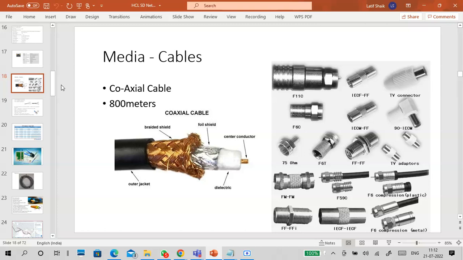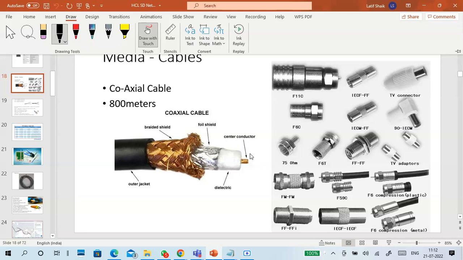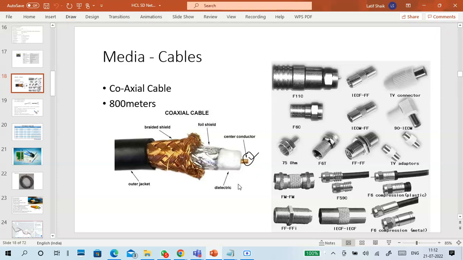So here it is. In this coaxial cable, there is a center conductor, and the original signal passes through that only. Every signal is channelized, so different frequencies pass through this main copper wire. It supports around 800 meters from one end to another without any decaying or dead end. It supports long distance, but still there are a lot of issues, we'll see that later.